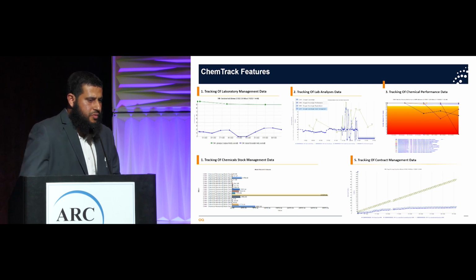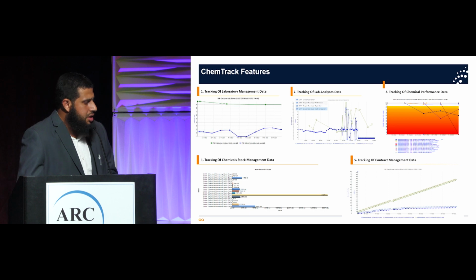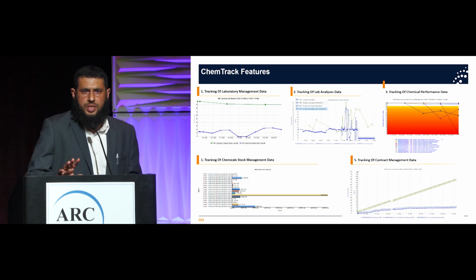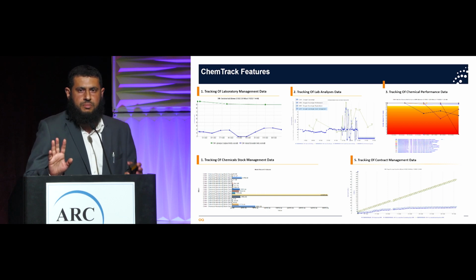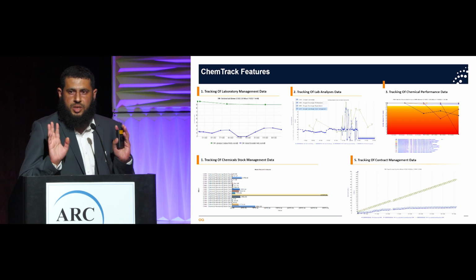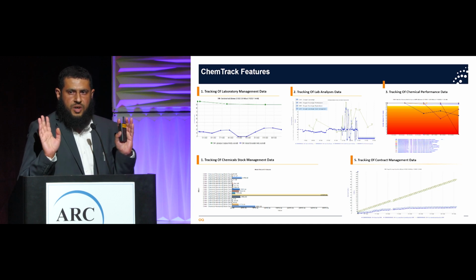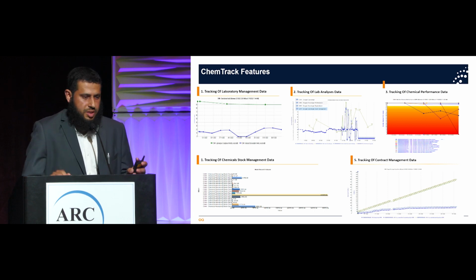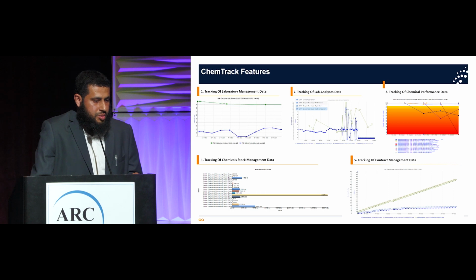Another thing, if you look at the tracking of the chemical performance data, look at the one on the right, on the top corner. Here you will see the performance of all chemicals. Immediately I can understand that if I see all the chemicals are more than 90%, that's it. I don't need to investigate more. That makes me satisfied. That is showing me the chemical performance for all chemicals. That's enough.